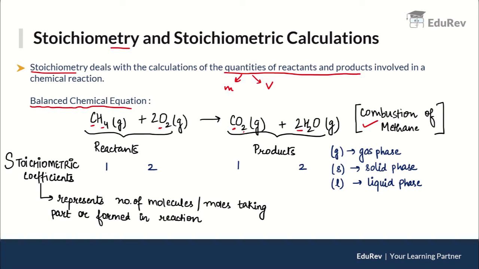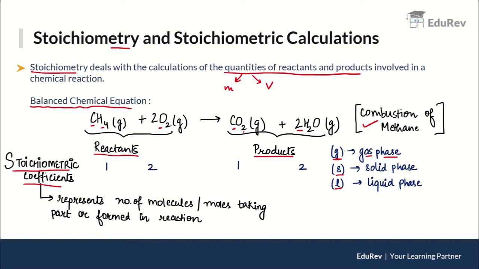So whatever is written on the left hand side of an equation is called reactants, and on the right hand side of the equation we get the products. Okay. And whatever is written in these brackets represents the phases of the particular reactant. So here it is mentioned as a bracket small g, which represents gas phase. Similarly, solids and liquids are represented by small s and small l respectively.